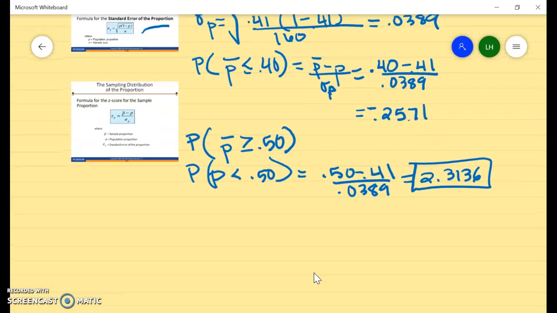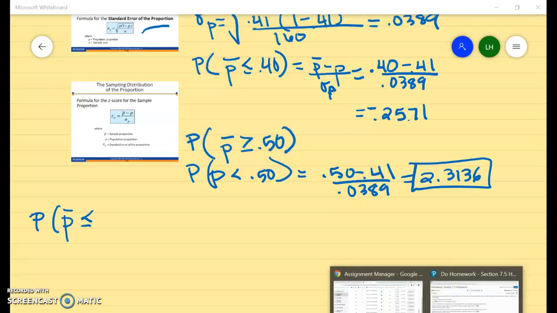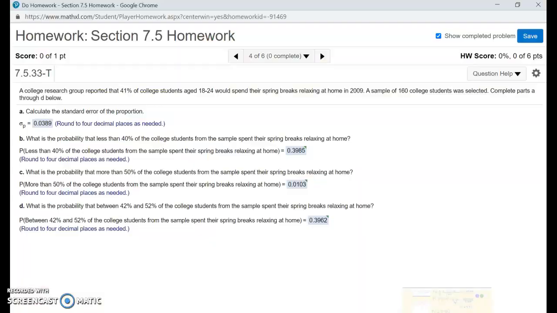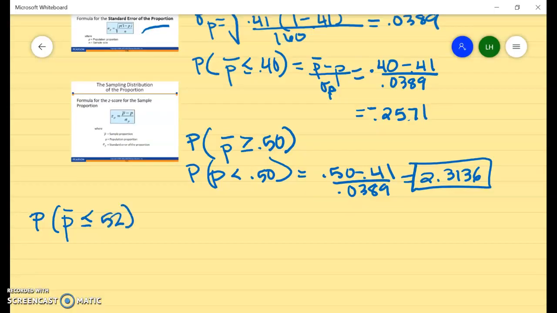Now the last one, between 42 and 52%. So this time we have to do 2. We're going to do the probability that p is less than 0.52 and the probability that p is greater than or equal to 0.42. Actually, we're going to do less than because we're going to subtract that out. Remember, we're going to take the probability of the bigger one, the probability of the smaller one, and subtract them.